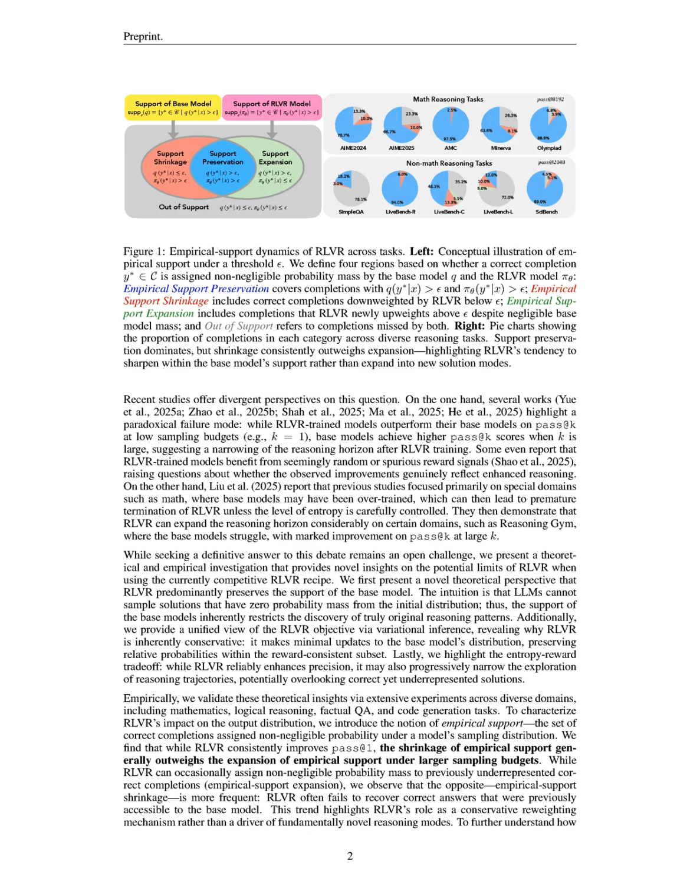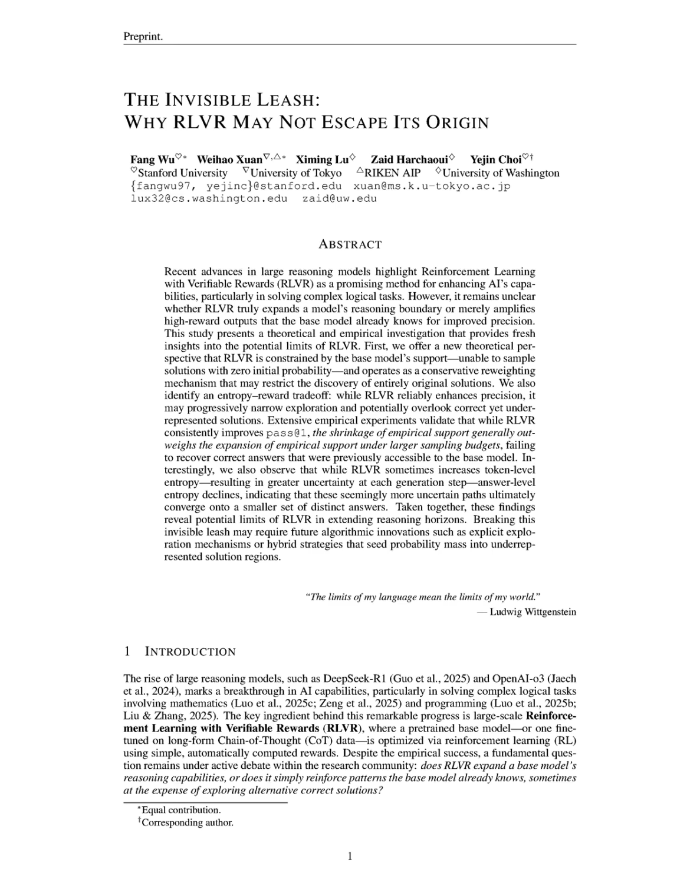However, the method faces the issue of support preservation, where it primarily reweights probability mass within the existing distribution of the base model, often leading to empirical support shrinkage, where RLVR fails to recover correct completions that the base model could access. This conservative optimization results in improved precision at the cost of reduced diversity in the output distribution, highlighting the need for explicit exploration mechanisms to discover novel reasoning patterns.